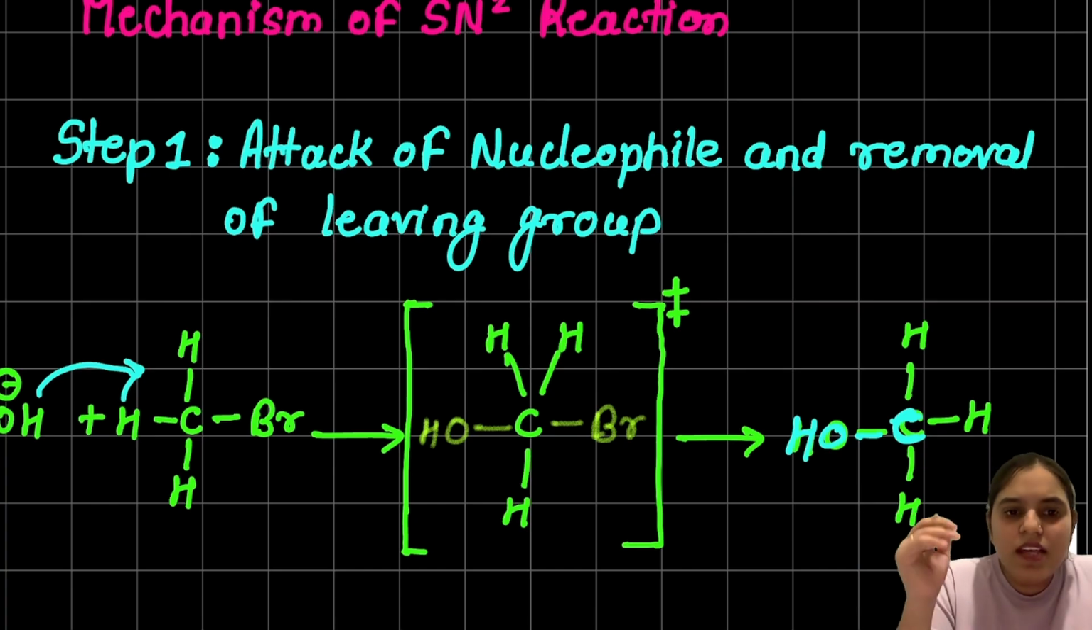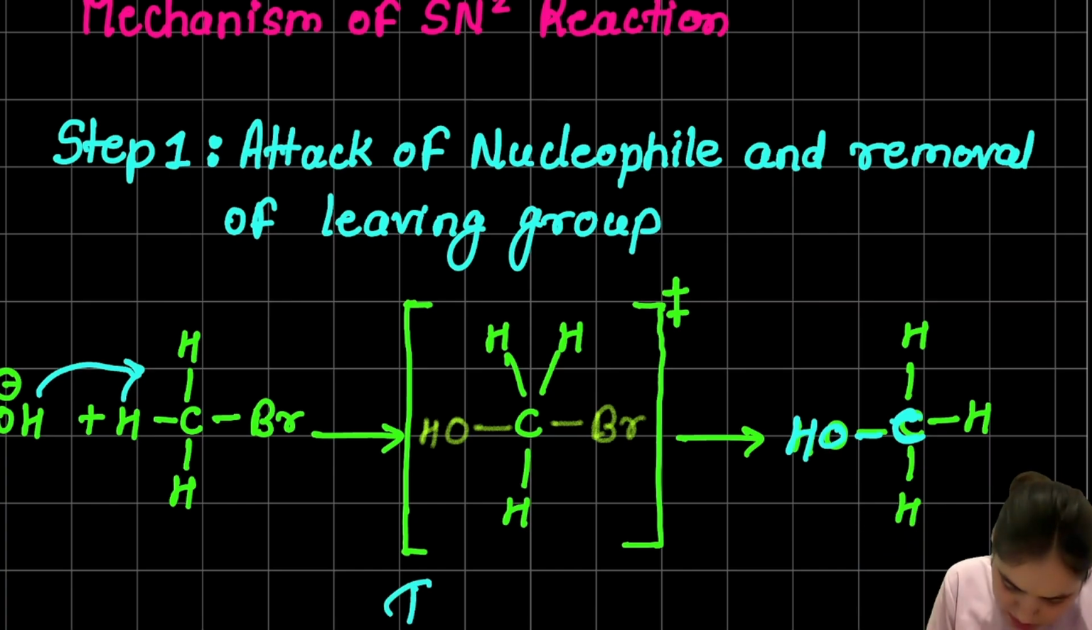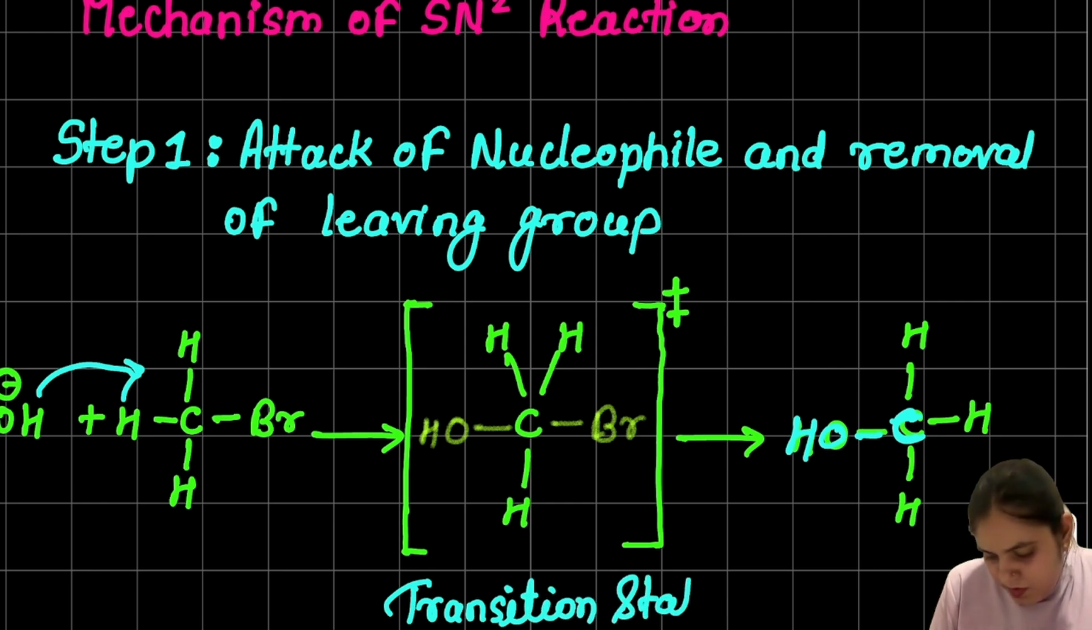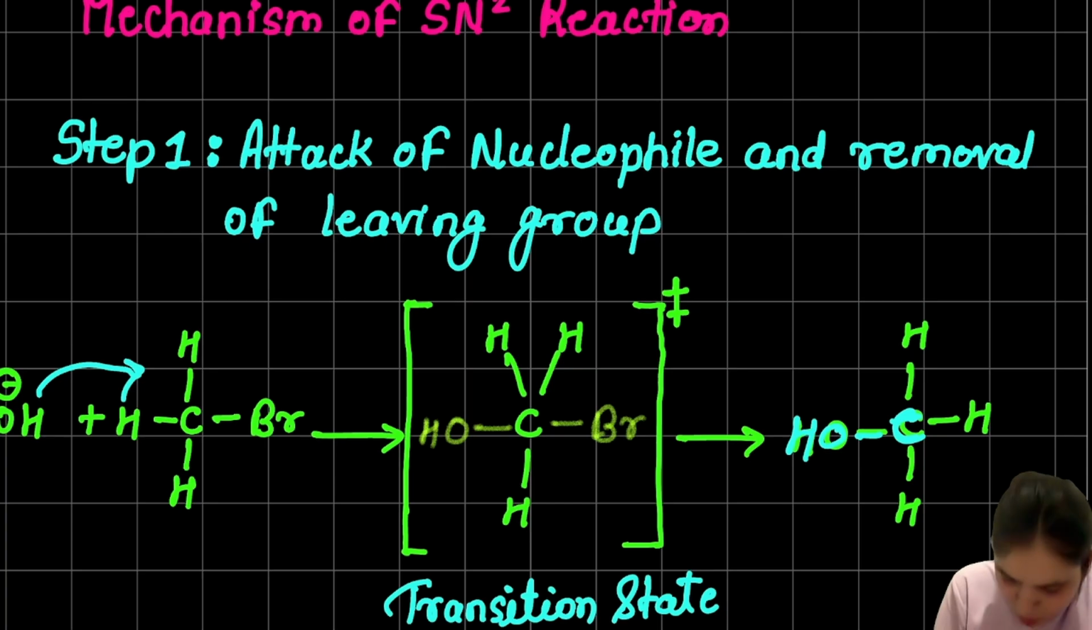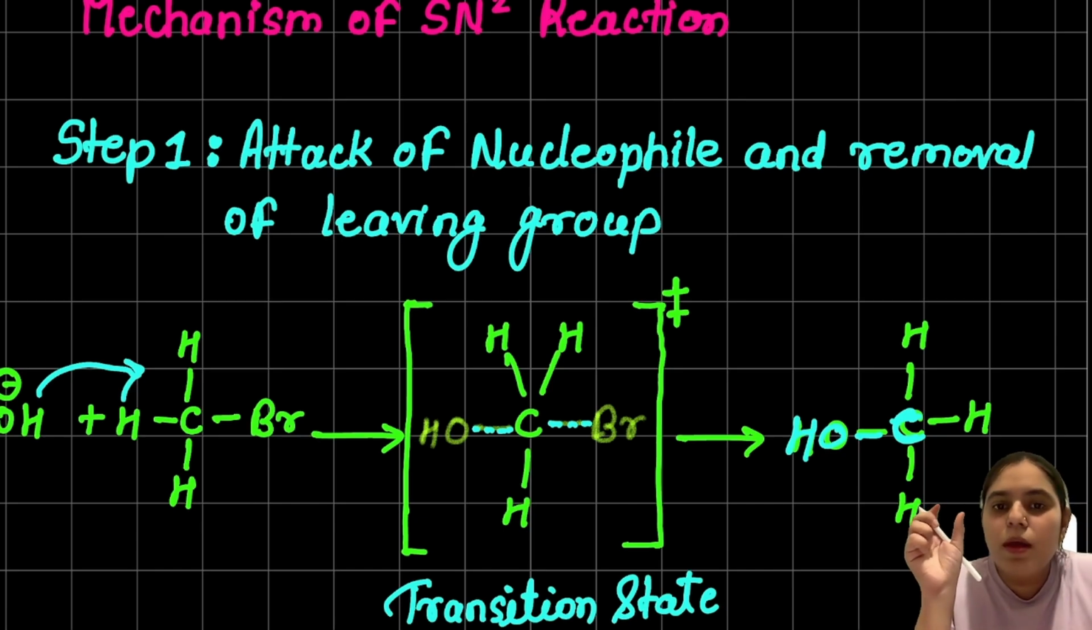During this process, a transition state is formed in which carbon is partially bonded to both the nucleophile and the leaving group. So these two bonds are formed partially in the transition state. Finally, the bromide ion leaves completely, producing this alcoholic product.